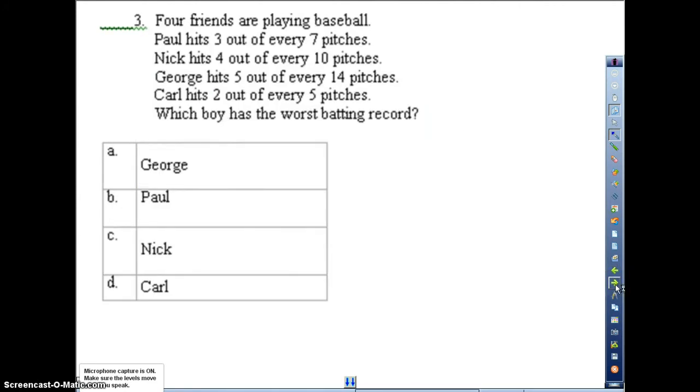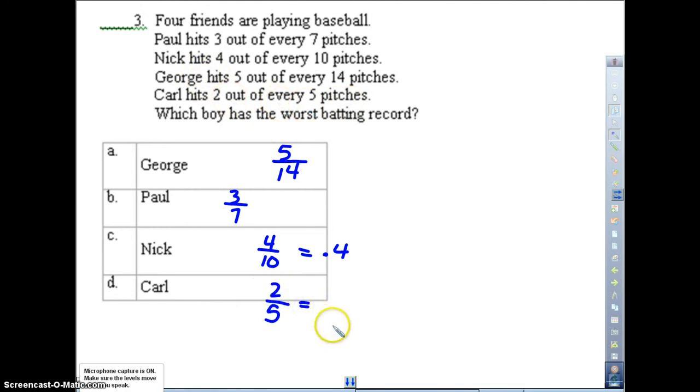Okay, 4 friends are playing baseball. Paul hits 3 out of every 7 pitches. 3/7. Nick hits 4 out of every 10 pitches. 4/10. I know that's 4/10 also. That's easy to convert. George hits 5 out of every 14. Carl hits 2 out of every 5 pitches. Hope you have that one memorized.